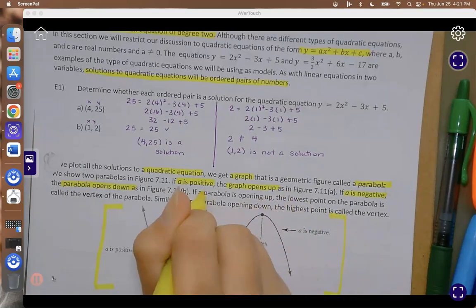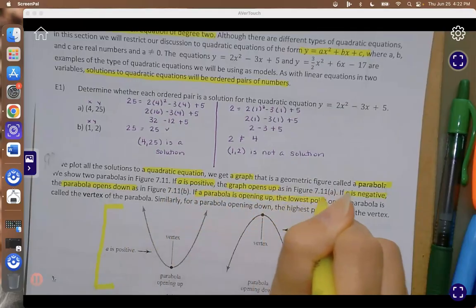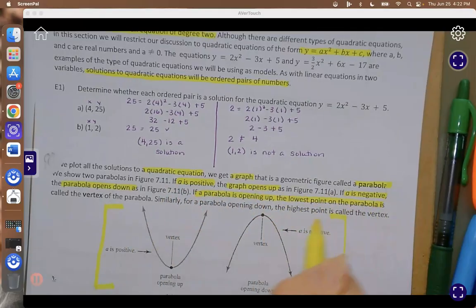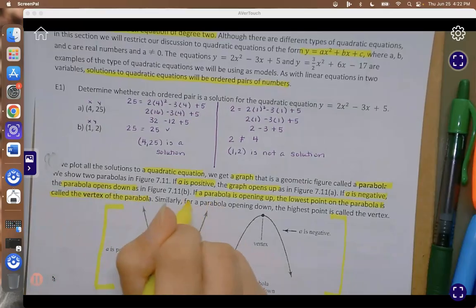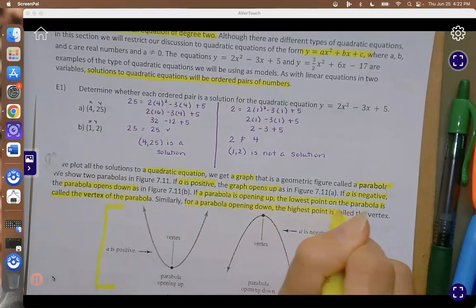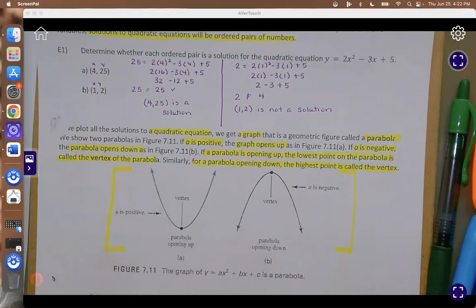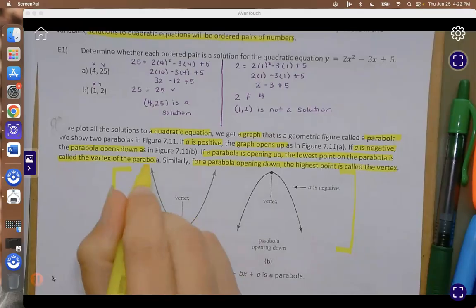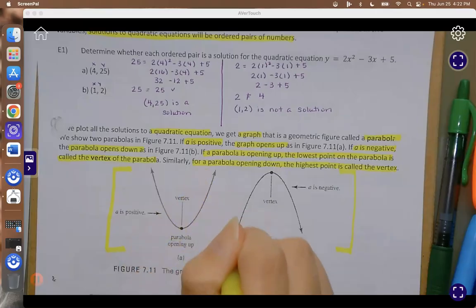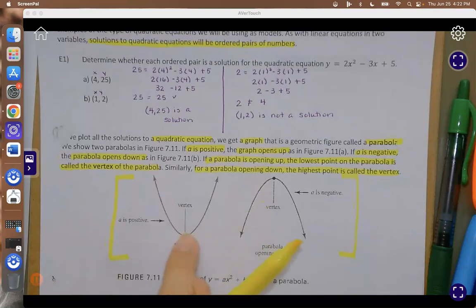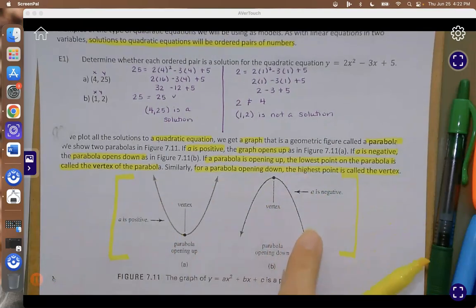Okay, if a parabola is opening up, the lowest point on the parabola is called the vertex. Similarly, if a parabola is opening down, the highest point is called the vertex. So I think a better definition of the vertex is where the parabola changes directions. Okay, so where it goes from going down to going up and vice versa. Okay, so this is if a was positive, this is what the graph will look like. If a is negative, this is what the graph will look like.